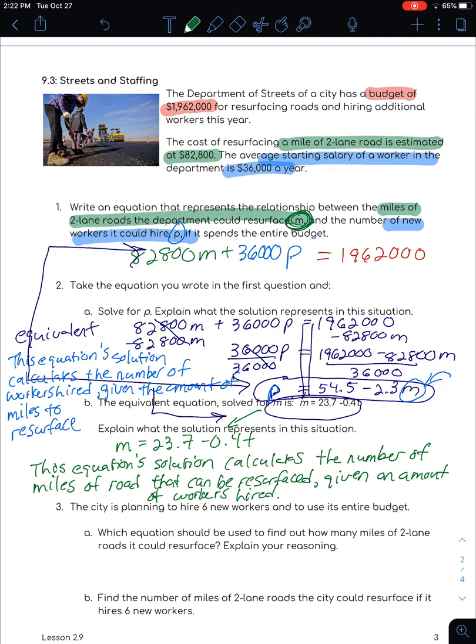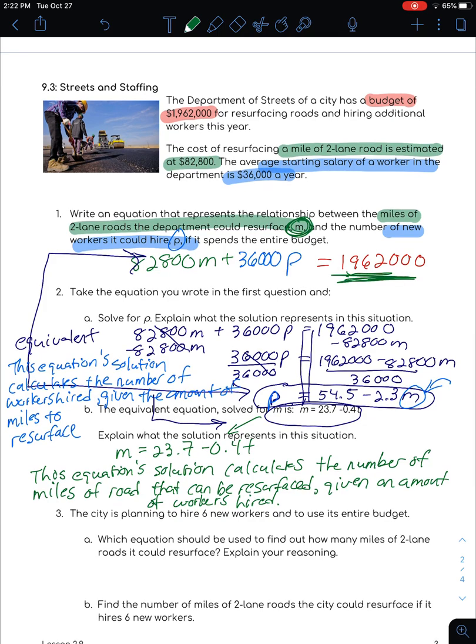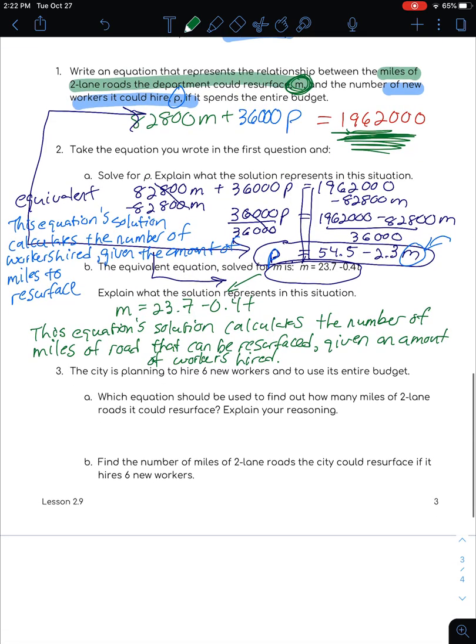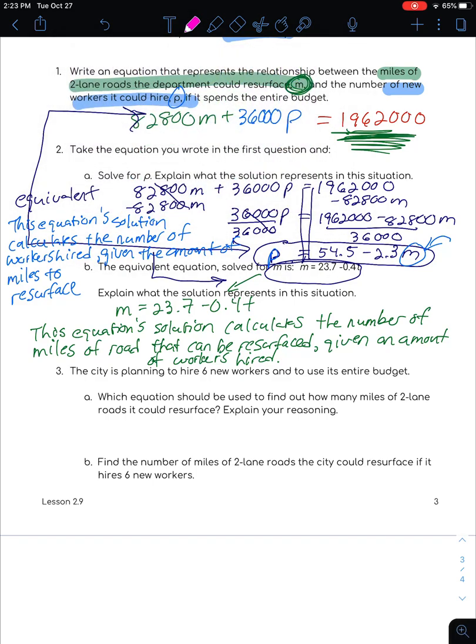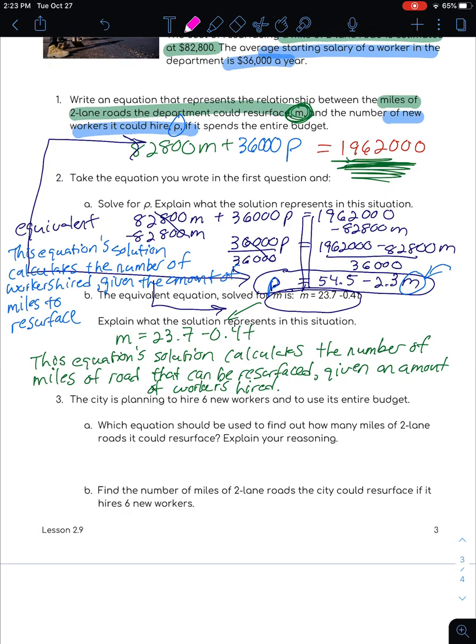Because if you hire more workers, then you're paying more for the workers, and then you have a certain amount leftover for the amount of miles left. So the amount of workers that you hire would therefore impact the amount of miles that you could resurface. In reverse of that, in part A, the amount of workers that you could hire depends on the amount of miles that are resurfaced. So you can look at that either way, but in any case, it has to add up to the budget that we have of the $1,962,000.